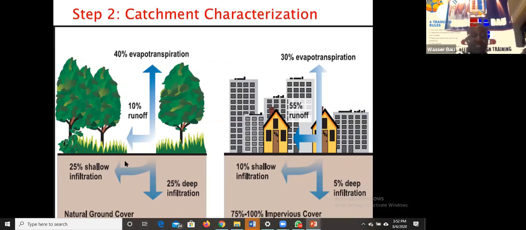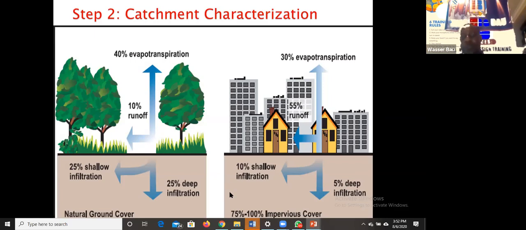Look at these two catchments. The runoff in the one on your left is about 10%, because 40% of the water that comes in here will go back as evapotranspiration. 25% will go in as infiltration, because the soil is good. It has a good hydraulic conductivity. Then another 25% will go into deep infiltration. Only 10% will generate runoff. So you see, if you are putting a drain here, it can be a small drain.